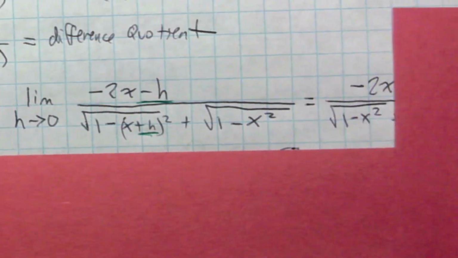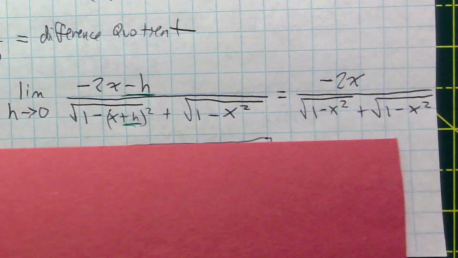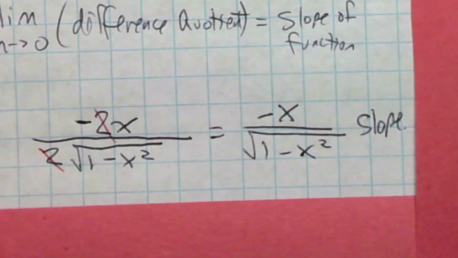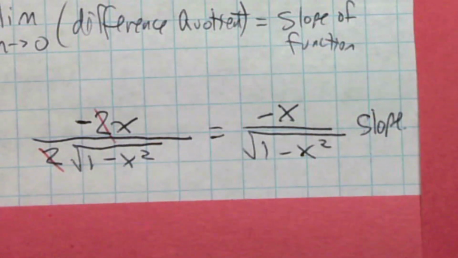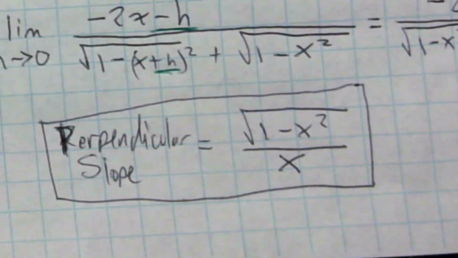Now it turns out that the denominator is repeated, so we can put a 2 in front of that. All right, and then the 2's cancel out, and this gives us our slope of the function, but we're interested in the perpendicular slope. So there is our perpendicular slope, square root of 1 minus x squared all over x.